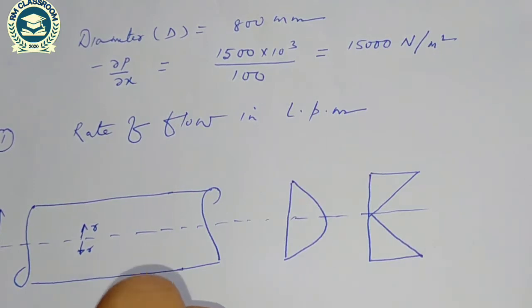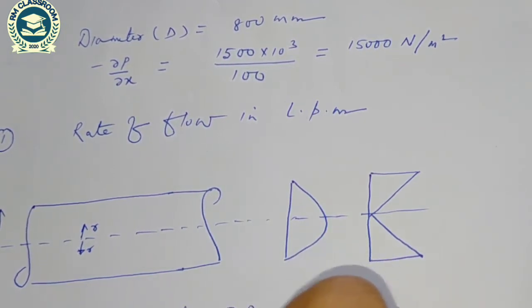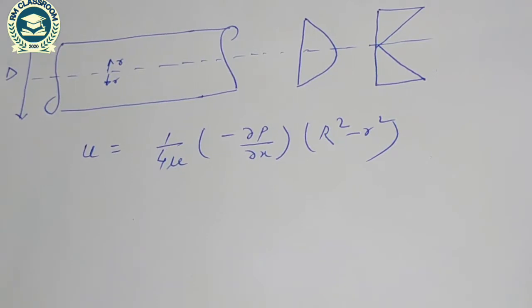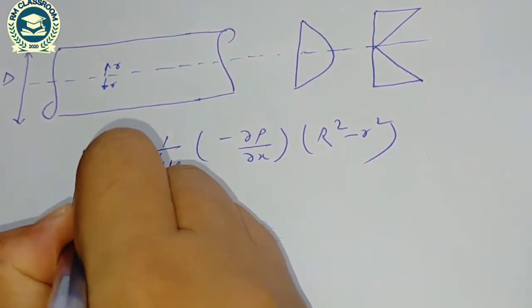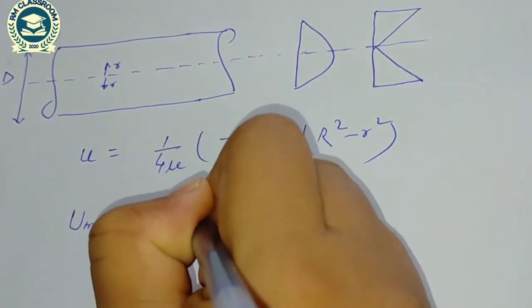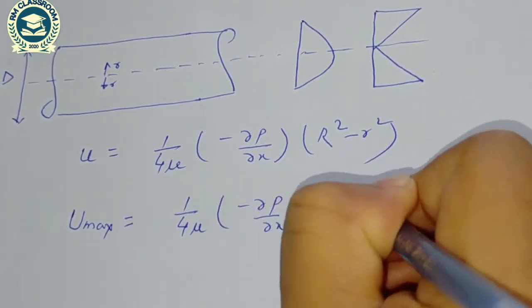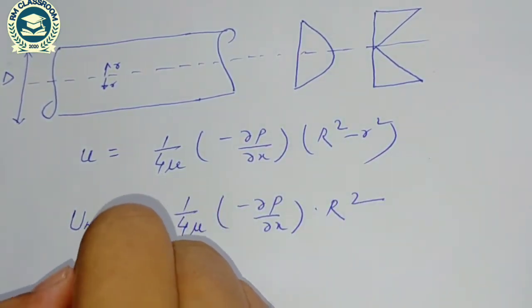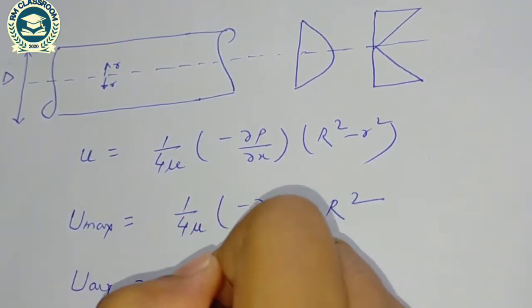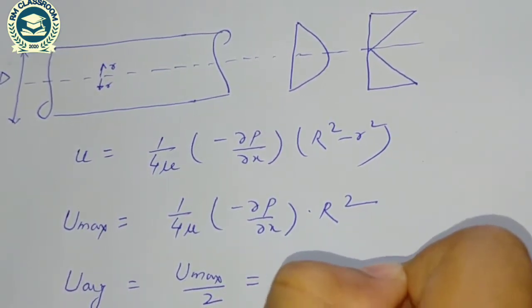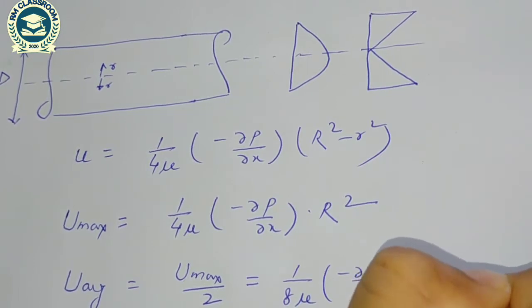The expression of the general velocity is 1 by 4 mu into minus del p by del x into (R square minus r square). So the maximum velocity is equal to 1 by 4 mu into minus del p by del x into R square, and we know that in a circular pipe the average velocity is equal to the maximum velocity by 2. So it is equal to 1 by 8 mu into minus del p by del x into R square.